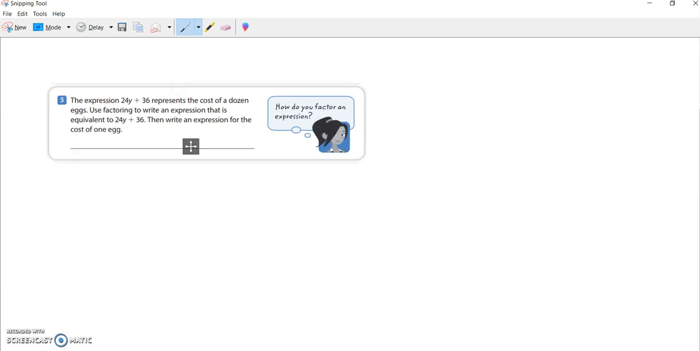In this problem, they're giving you an expression that has nothing to do with perimeter, strangely enough. All right, the expression 24y plus 36 represents the cost of a dozen eggs. There are 12 eggs in a dozen. Use factoring to write an expression that is equivalent to 24y plus 36 so that you can know the cost for one egg.